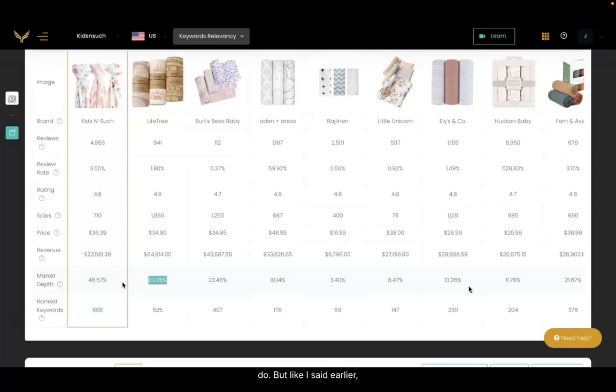But like I said earlier, their revenue's higher. Their price point is actually slightly lower. And I also happen to know there's a $2 coupon on here, so technically our prices are the same. But the revenue's 3 times higher. Their market depth is less.